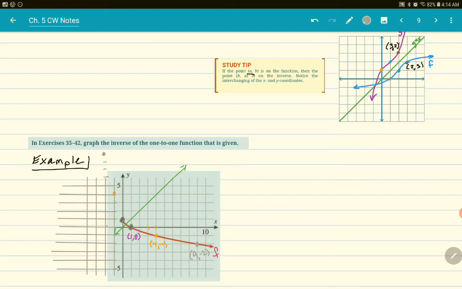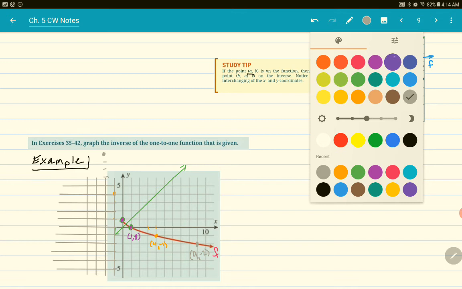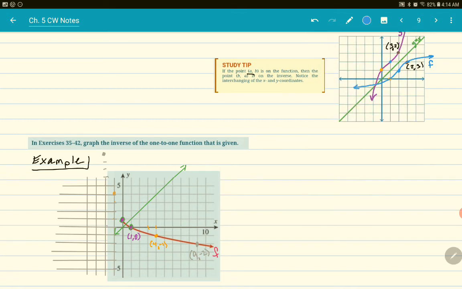And then I can start sketching in that graph. Let's do it in, I guess, blue. So if f starts here, that means g, or the inverse of f, is going to start here. And it's going to go through that point. If you can imagine the green line as a mirror, the f is reflecting onto the blue line. We can call that g, or inverse of f. And there's how we graph the inverse.